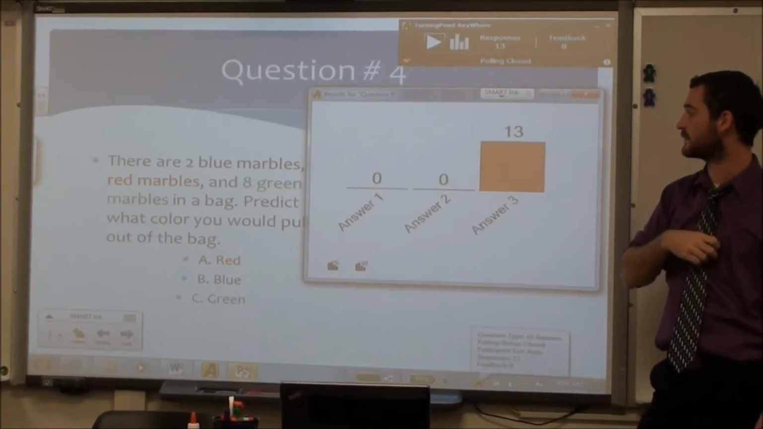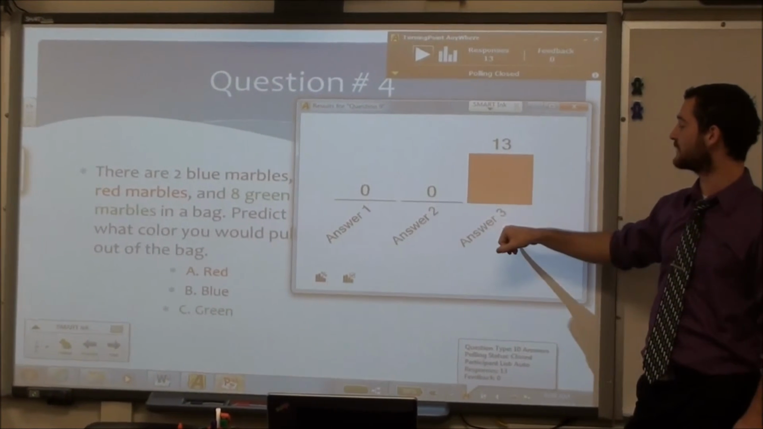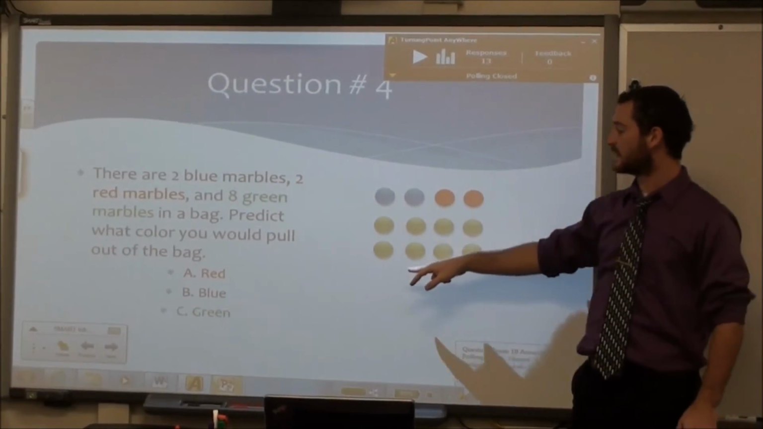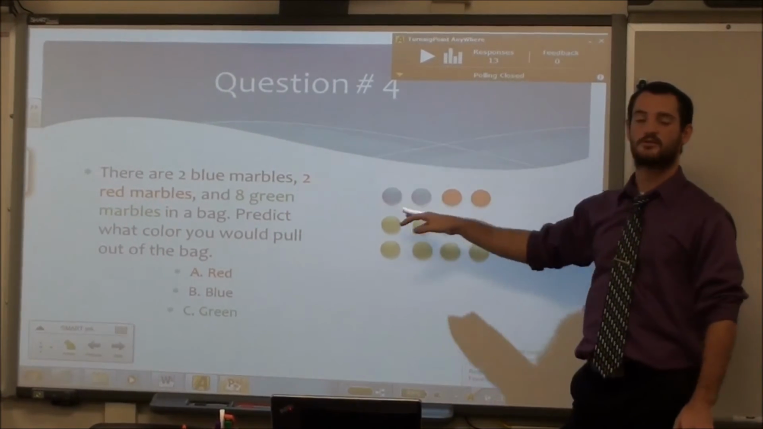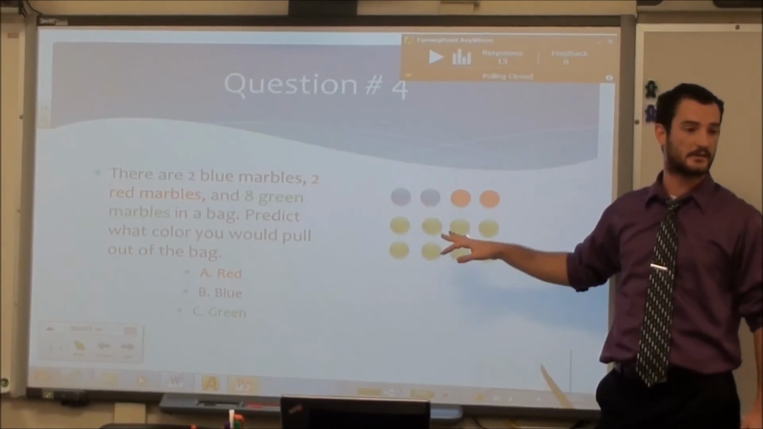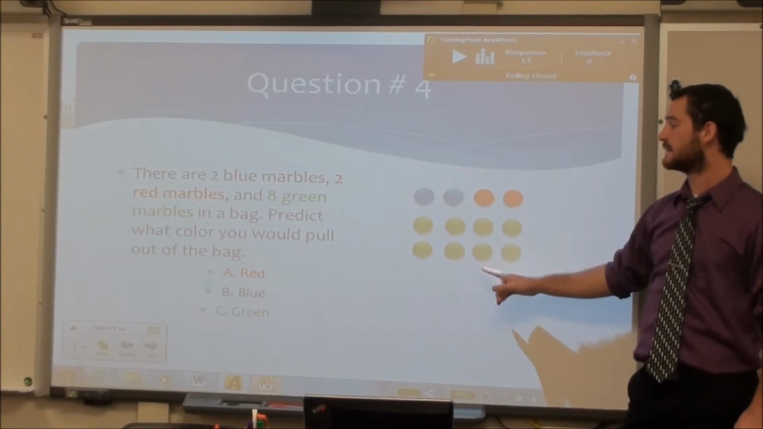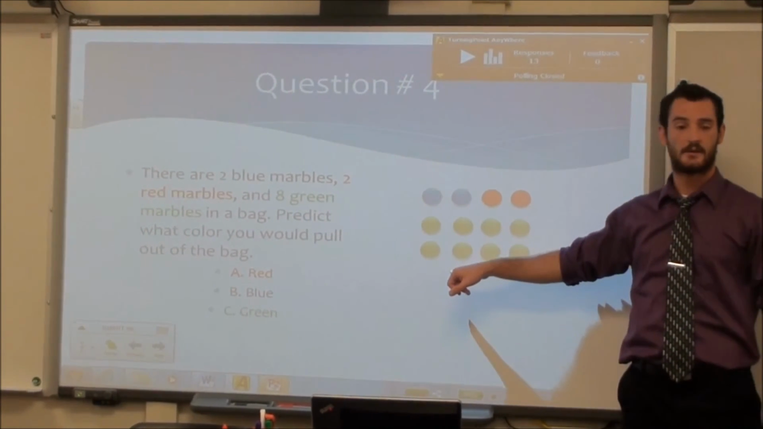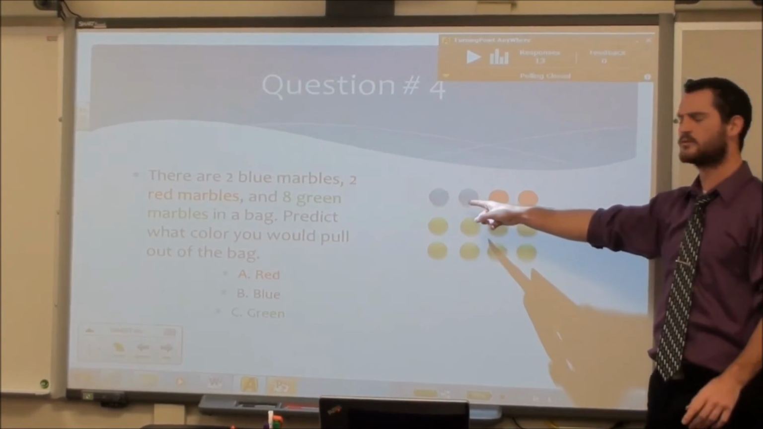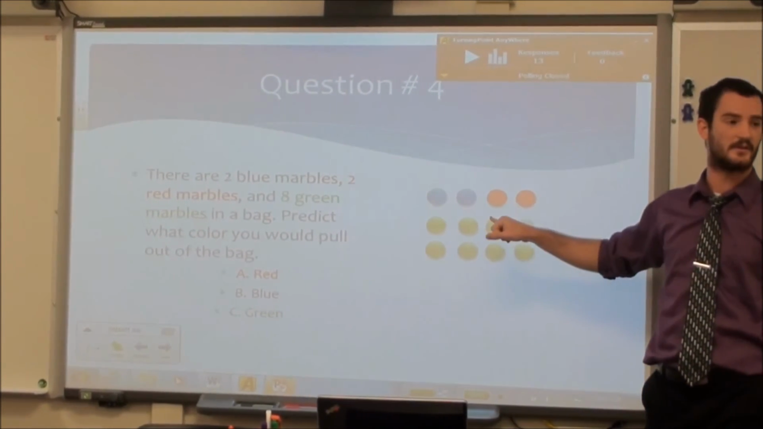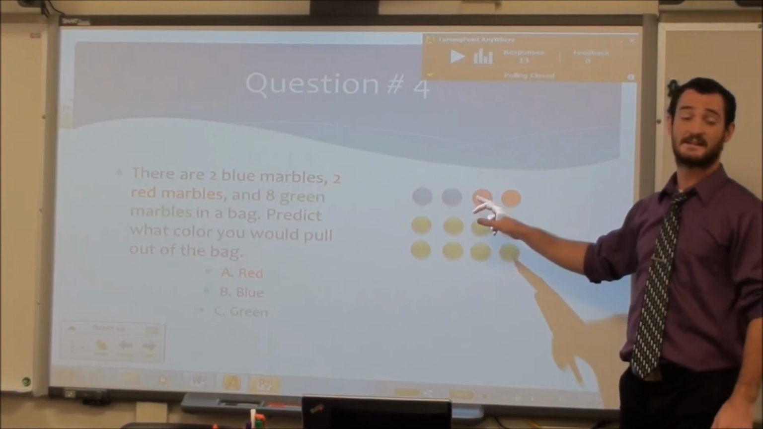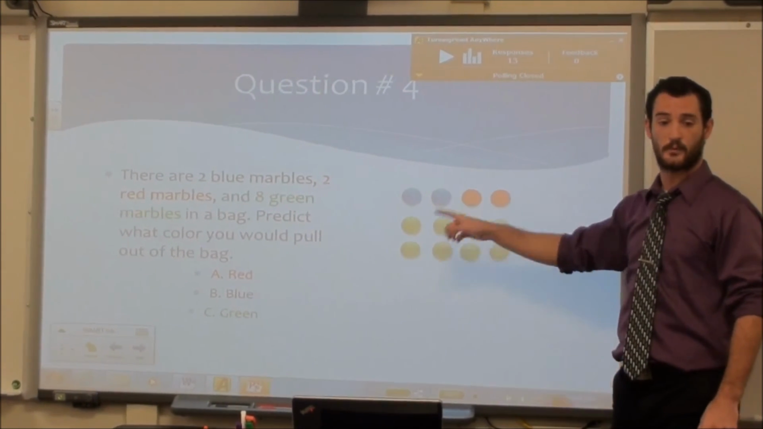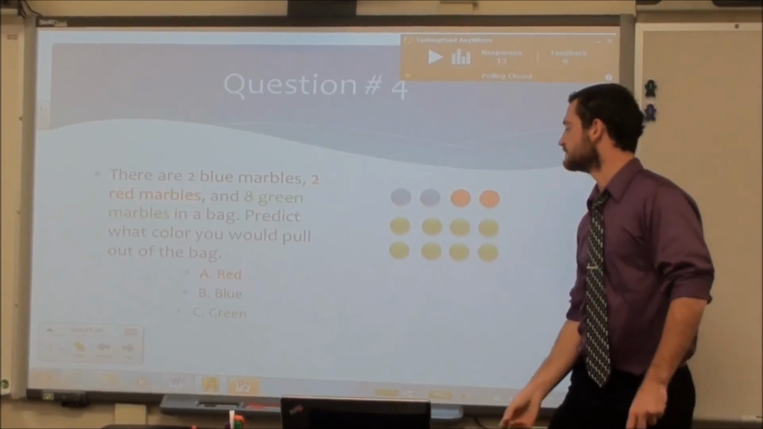You guys knew all the answers right away. Look at that, we have 13 answer 3s, and that was green. And we would pick a green one because there are so many more green ones in here than any other color. That would make the green the most likely choice to pick out of the bag. Now yes, we could draw a blue, or we could draw a red because they're in there, but it's much less likely, it's unlikely to draw a red or a blue when you have that many more greens.